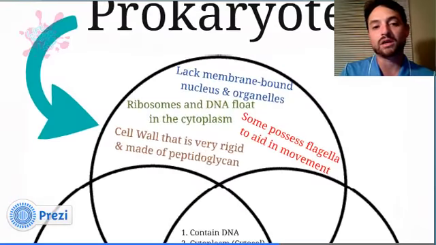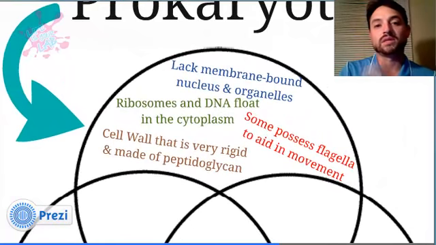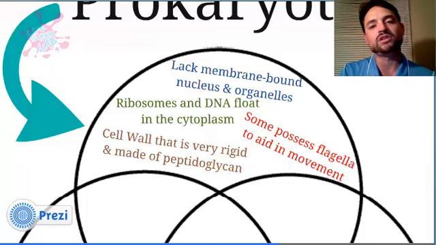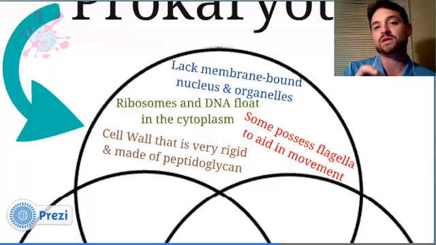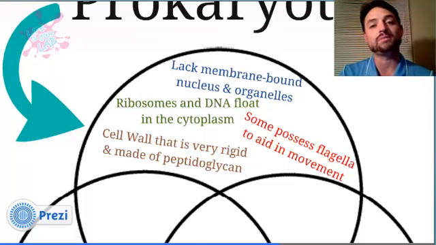So we've got the prokaryote, and in the prokaryote, there are some similarities here. They lack a membrane-bound nucleus and organelles. They have ribosomes and DNA that just float around in their cytoplasm. Their cell wall is very rigid and made up of peptidoglycan. That's different than the cell walls of plants, although you could say that something prokaryotes and plant cells have in common is that they have cell walls, but the stuff that makes the cell walls is a little different.